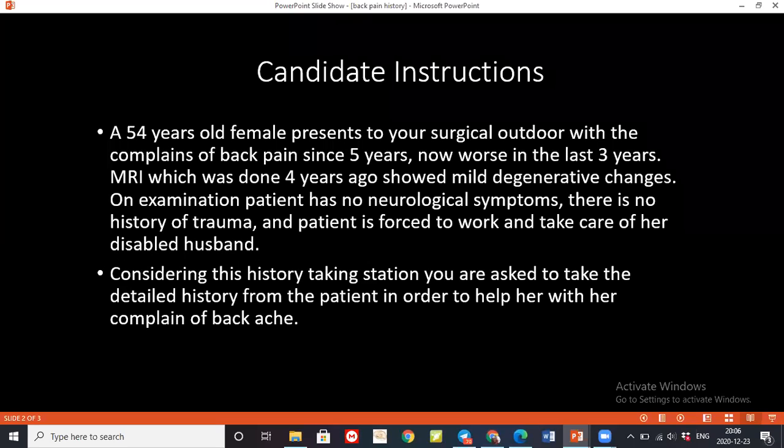Can you summarize your case now? Right, so I've been asked to take a history from 54-year-old Jean, who has been having trouble with her back pain for the last five years, but it got worse in the last three years. She has pain more localized in the middle of her lower back, but it does radiate down to her legs up to her knees and intermittently to her calf as well.